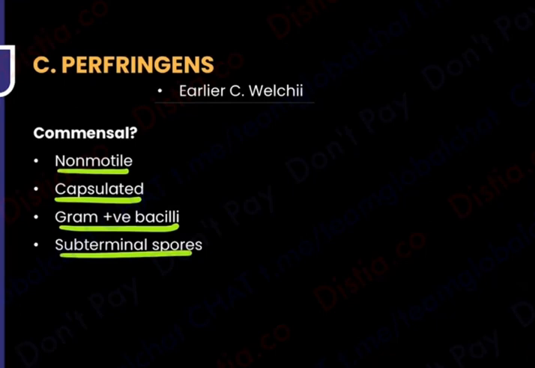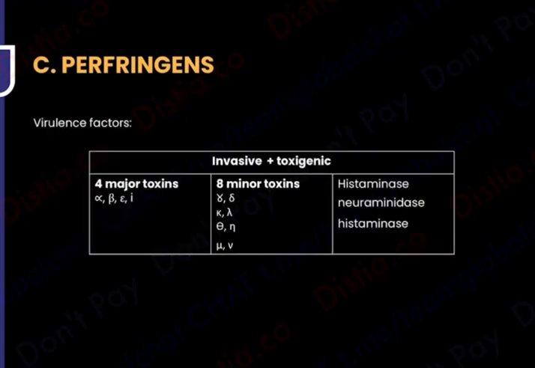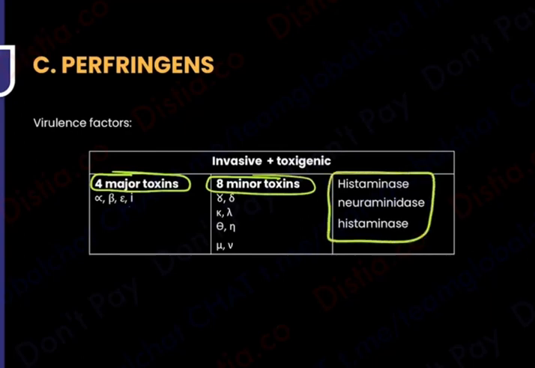This is that gas gangrene story that I'm starting with. Perfringens causes gas gangrene. So here we have the virulence factors. There are lots of virulence factors. Some of them are major, some of them are minor, some of them are just enzymes that you have. So repeating, remember the major ones: alpha, beta, epsilon, iota. These are going to be the major ones.